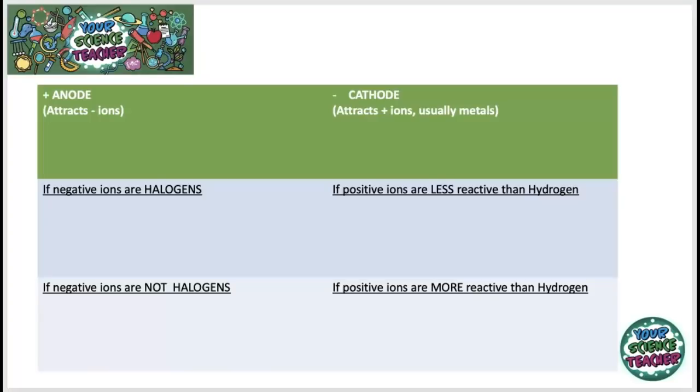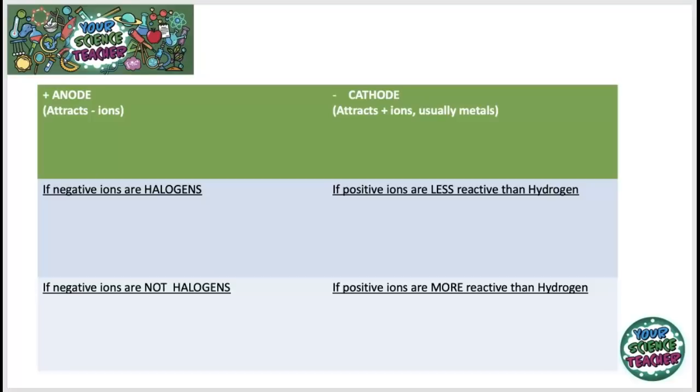Now, if you do an aqueous electrolysis, you end up making a few different products because you are introducing OH- ions into the solution and also H+ ions. So you can end up making oxygen or hydrogen. So let's have a look at some rules in deciding which you make at the anode or the cathode.